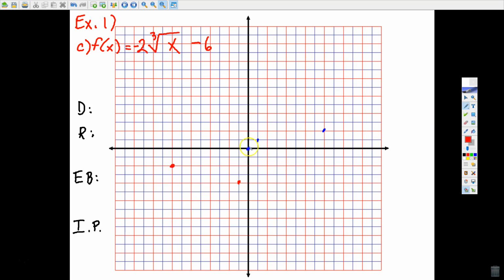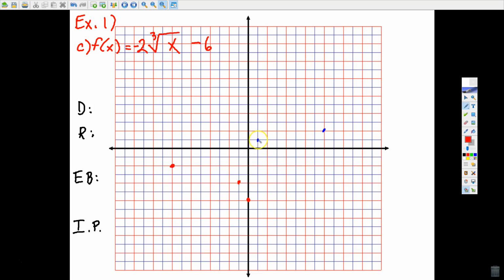Now I'm going to work on the origin point. When I multiply this y coordinate, which is 0, times negative 2, I still get 0. So there is no effect on this point of multiplying by negative 2. There is no horizontal move again, so I'm going to just go down 6. And that becomes the origin point after the transformation.